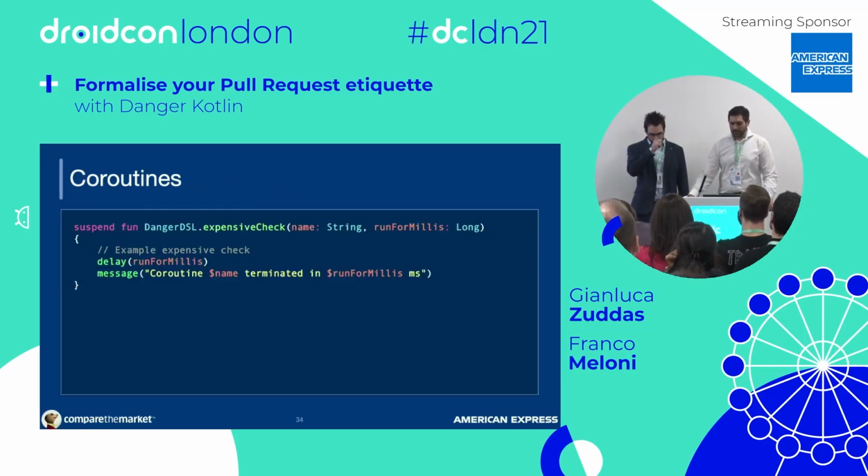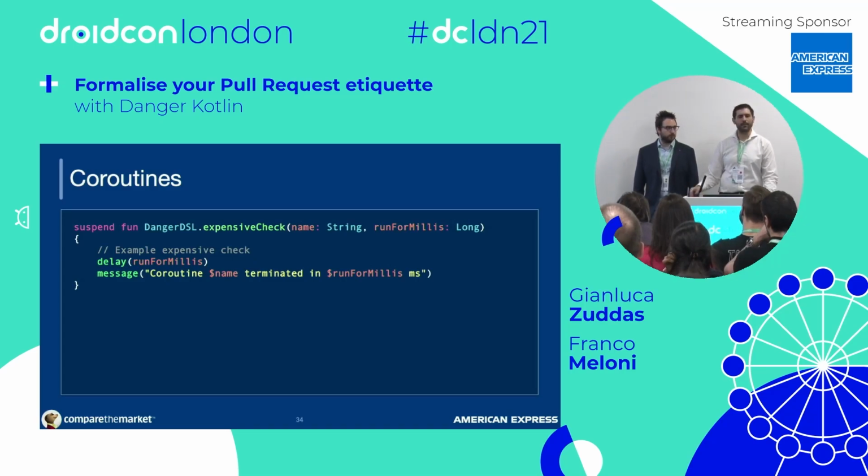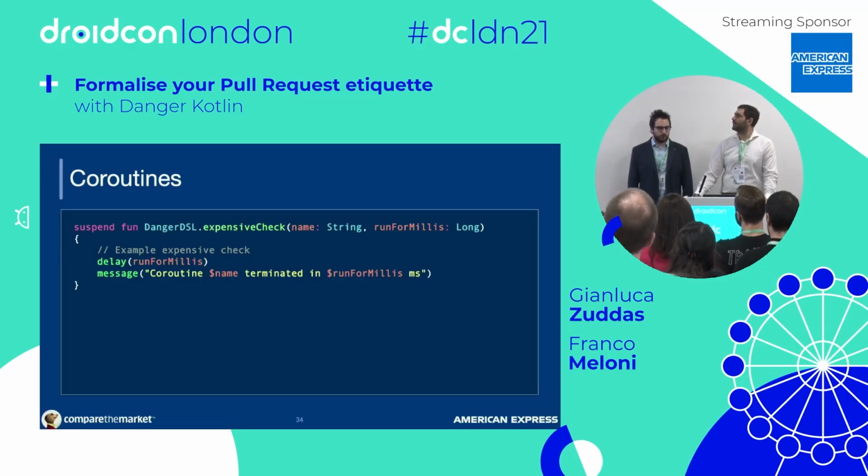And so, good news with Danger Kotlin, we have compatibility with coroutines as well. This is an example of a check that runs with coroutines. We have an expensive check. This is a delay, just a simple one, but it could be a network call, or a high computation task. It could also be the example that Franco explained before, while we are doing a git diff. If the git diff takes time, maybe it's something we can run in a coroutine instead.